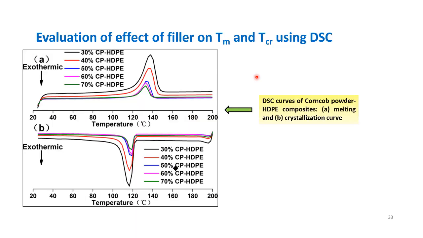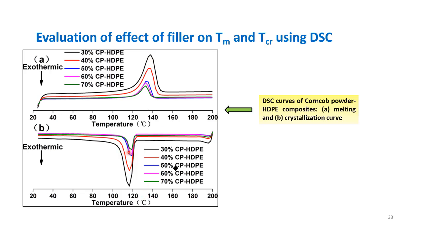Then again, the effect of fillers. If we are adding the fillers, you can see with 70% filler, the peak intensity got decreased because it is exothermic, and a shift is also there at the lower range. So it is slightly shifted to the lower side as compared to the 30%.